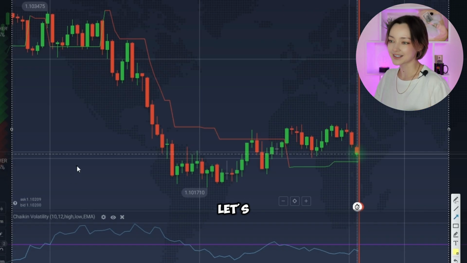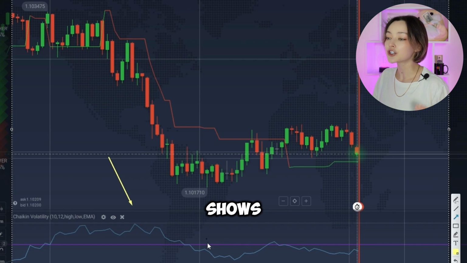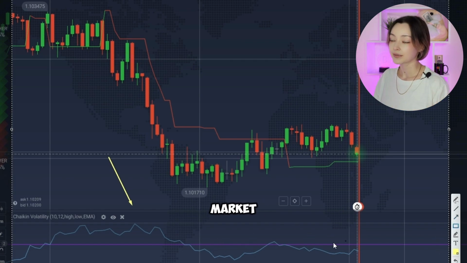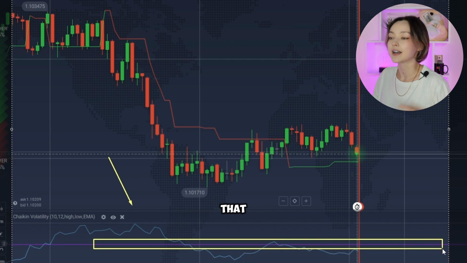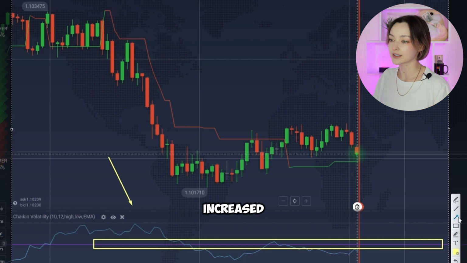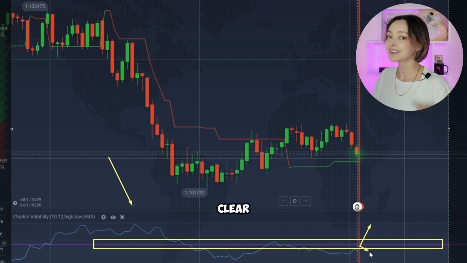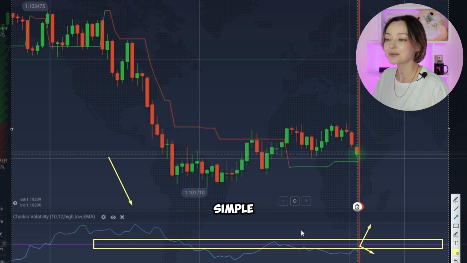First of all, let's understand the oscillator we're using. It is located at the bottom of the chart. This indicator shows the volatility on the market. If volatility is above this purple line, it means that volatility has increased. Alternatively, if volatility is below this line, it means that volatility has fallen. I hope it's clear so far. I think it's pretty simple, guys.